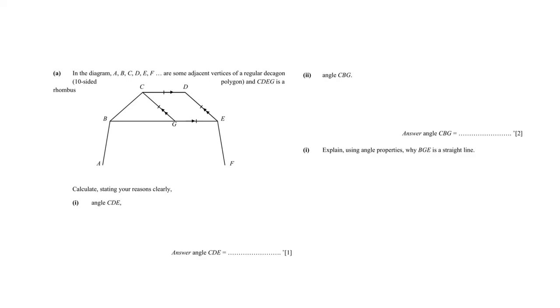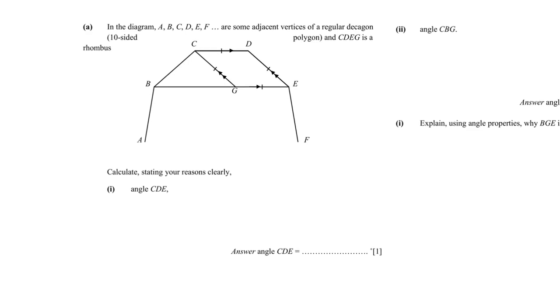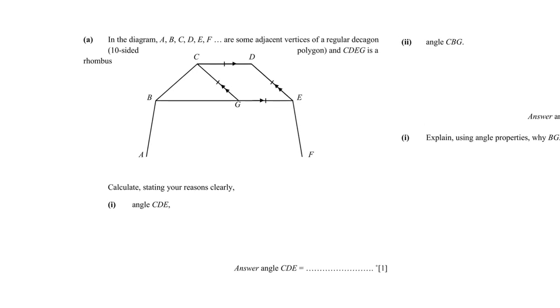And welcome to this video where we are given that A, B, C, D, E, F are some adjacent vertices of a regular decagon, which is a 10-sided polygon. Okay, and C, D, E, G is a rhombus. Calculate angle CDE. Well, the first thing to take note is that angle CDE is actually the interior angle of the decagon.